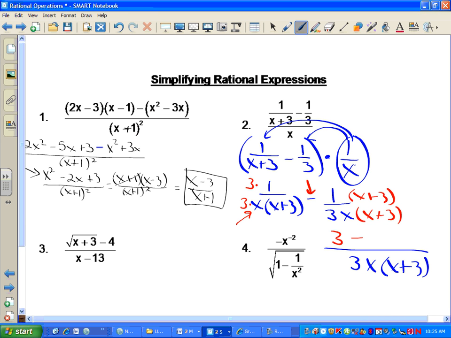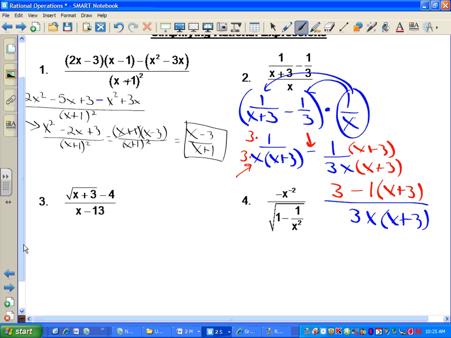Now here's where people are going to make a mistake. Make sure you understand that you're going to need to distribute the negative into that binomial. Switch back to blue. So now the numerators: 3 minus 1 times x is x, it's negative 1 times x is negative x, or minus x. Negative 1 times positive 3 is minus 3, over your 3x, x plus 3.